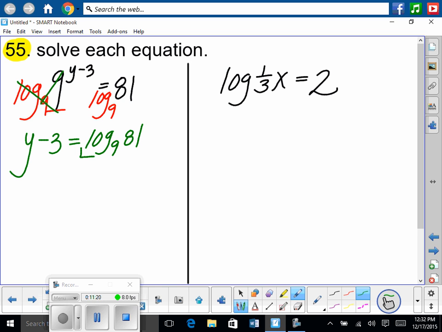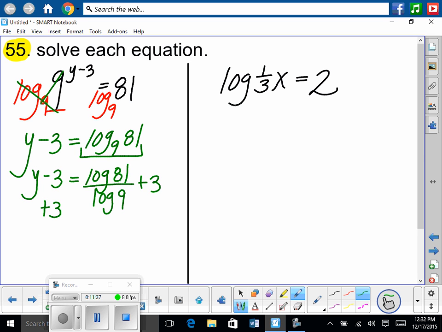And then this side can be calculated, but we'd have to use the change of base formula, which is log of the big thing, log of 81, big in size, divided by log of 9. So now from there, we're just going to solve for y piece by piece. So I'm going to add 3, add 3. Make sure you don't add 3 into the logs. That would not be correct. So you'll actually have log of 81 divided by log of 9, and then plus 3. So you've got to type it in as such.